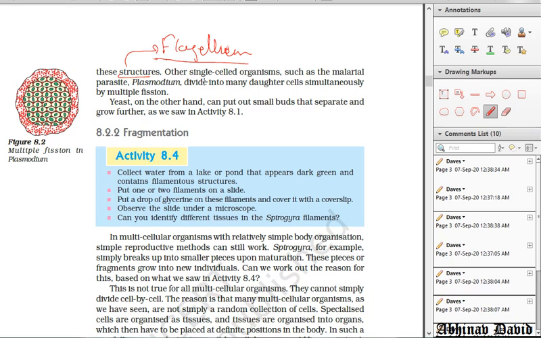Let us continue. Other single-celled organisms such as the malaria parasite called plasmodium divide into many daughter cells by multiple fission. So we have seen fission. Now we'll talk about fragmentation in the next class. So complete your notes. I hope you are able to understand. Thank you, students.